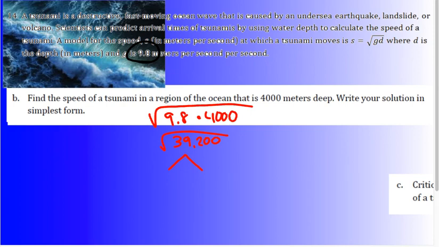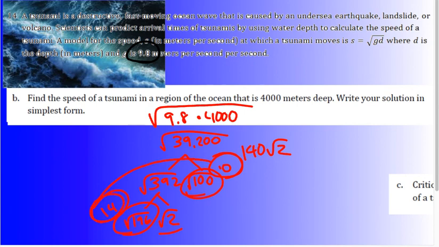39,200. So if I divide it by 100, that gives me 392 and 100. 392 can be divided by 4. So it can also split like this, square root of 196 and 2. So now square root of 196 is 14, square root of 100 is 10, square root of 2 is just square root of 2. So this is going to be 140 square root of 2. I multiply the 10 and the 14 because I took the square root of those. Those are on the outside, so I can multiply them.